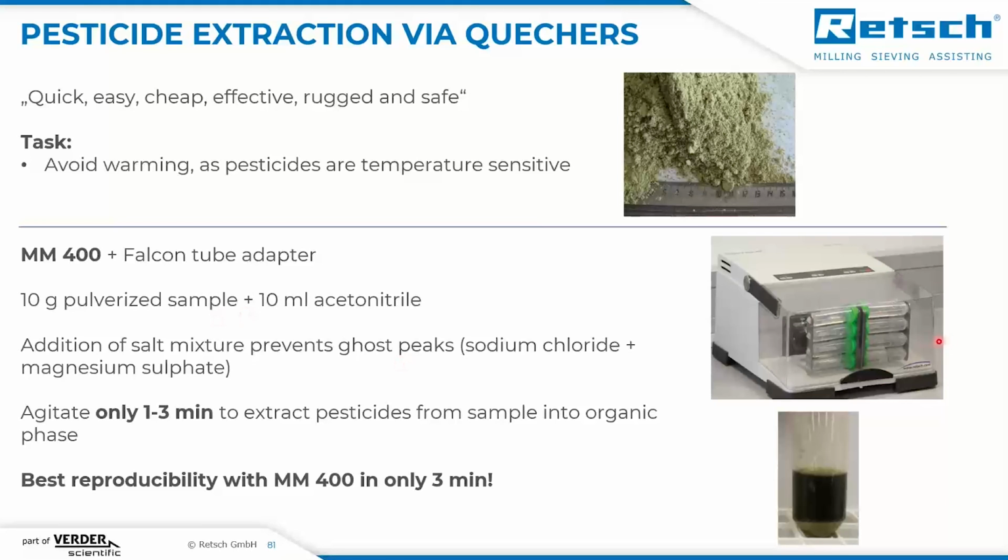Here with the MM 400, with the Mixer Mill and the Falcon tube adapter, which holds 8 Falcon tubes at the same time, you can process 8 samples, and it's always the same mixing. It's always 30 Hertz for 1, 2, or 3 minutes, whatever you set. And here you will have the best reproducibility with this automated system in just 3 minutes.